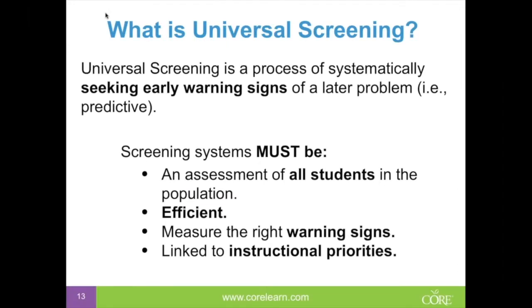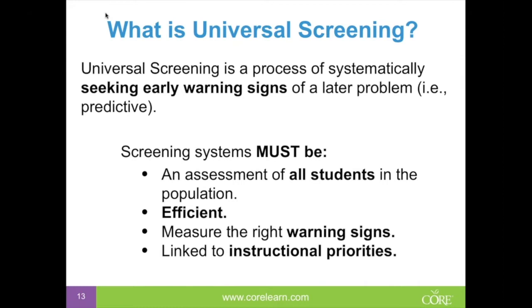What is universal screening? We talked about it, that it is a process of systematically seeking early warning signs of a later problem. So it is predictive. What we don't want to do is wait until the student is in deep, dire need of help.